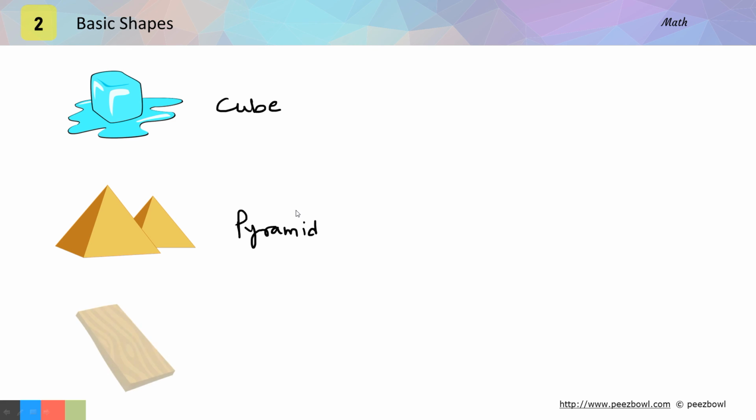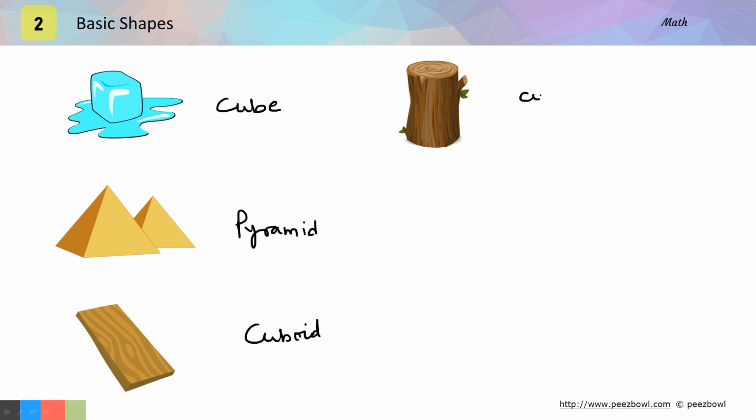After that we have this wood plank. This is a cuboid shape. Next we have a tree trunk. This is a cylinder shape. Then we have a road safety cone. As I already told, this is a cone shape.